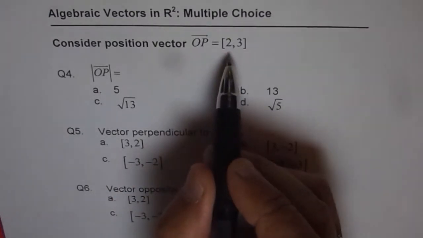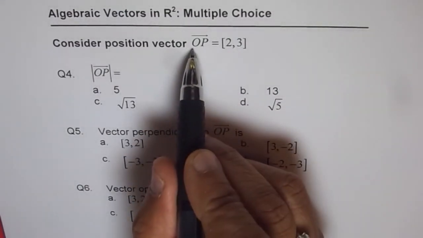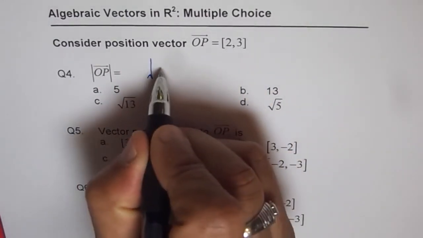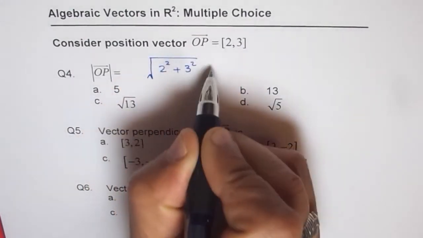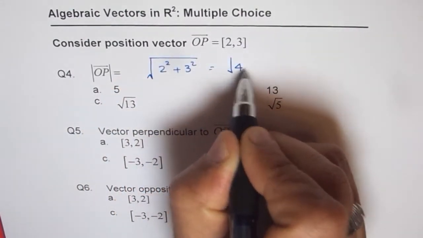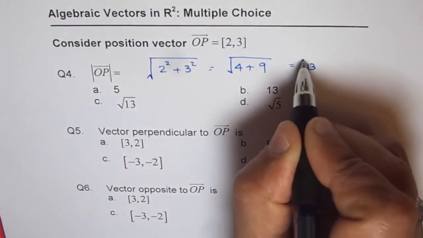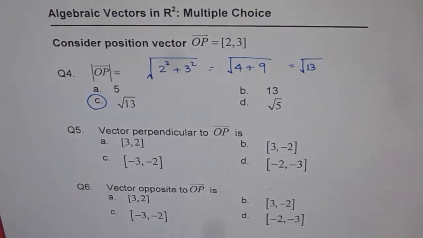Now magnitude is, these are the two direction numbers and it is from origin to this point. So the magnitude is square root of 2 square plus 3 square, right? That is the magnitude. 2 square is 4 and 3 square is 9. So we get square root of 13 as our answer. So it is option C for us.